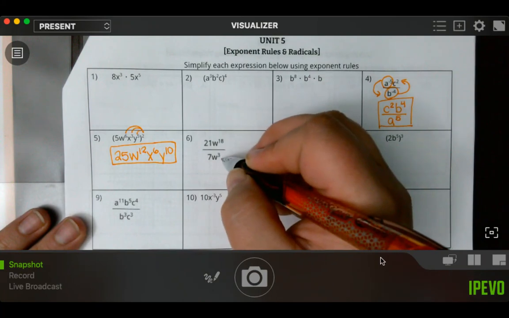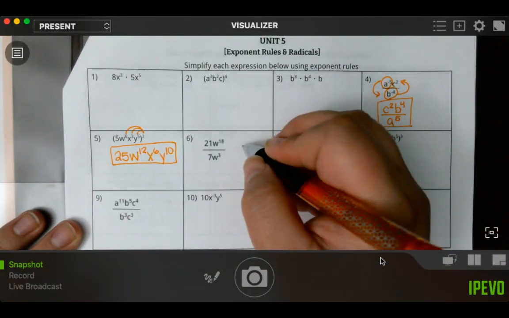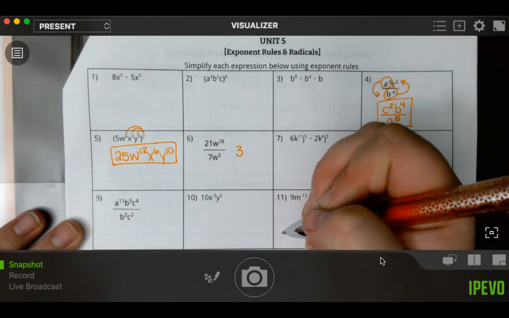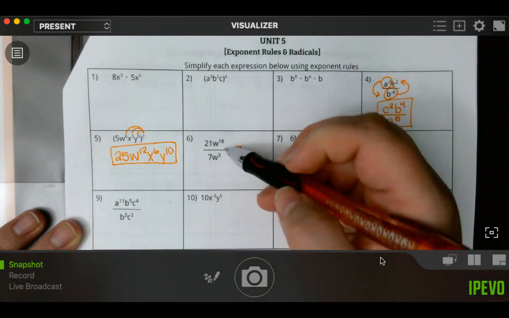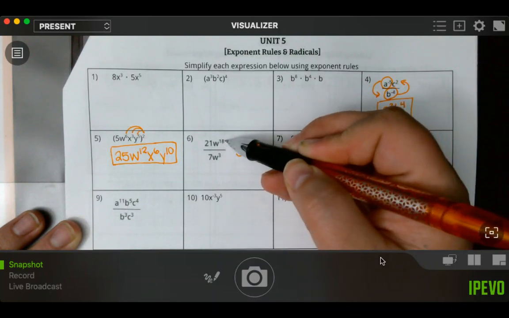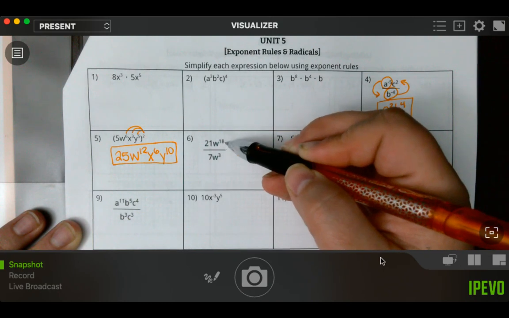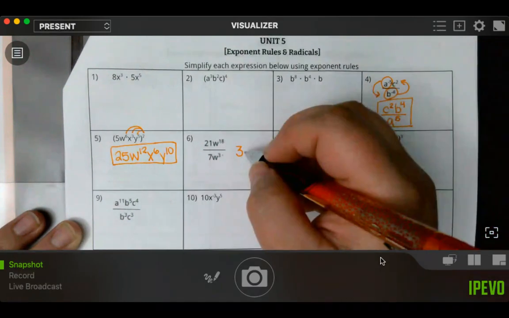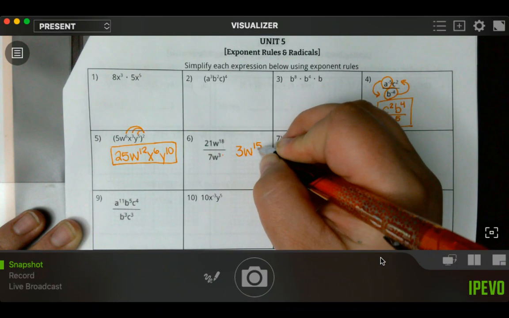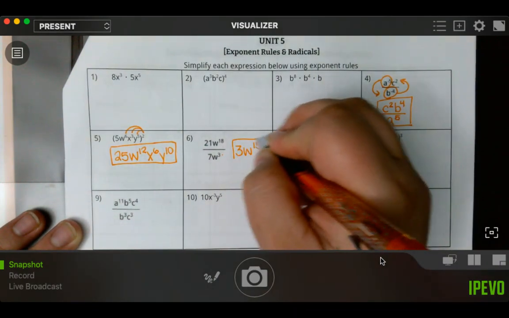Over here, I have some division. 21 divided by 7 is still 3, just like it always has been. Then, here's the easiest way to solve the next part. Are there more w's on top or bottom? Top. How much higher is 18 than 3? 15. Done. You can also subtract them if that helps.